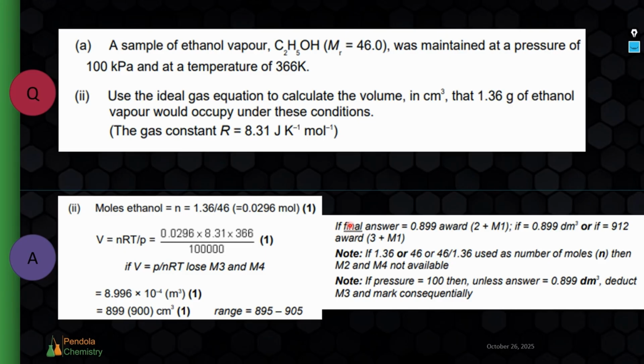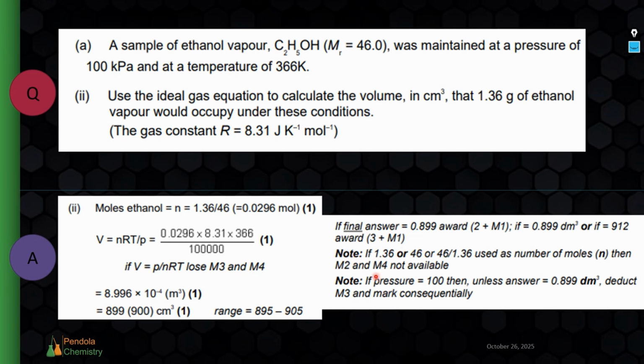Now you can see that if a final answer is 0.899, which is in cubic decimeters, then it says award 2 plus M1. So award mark 2 plus mark 1. So you get 2 points out of that. And same thing here, if it's 912, which I'm not sure where the 912 comes from, but if you get 912 as your answer, which is outside of the range of the accepted answers that they have, then you get mark 3, mark 3 plus mark 1.